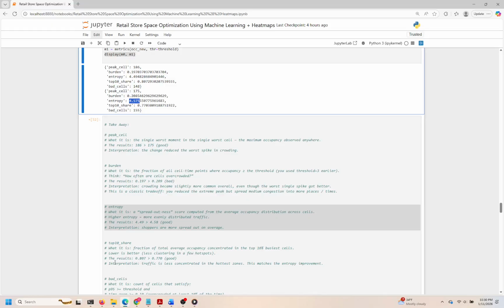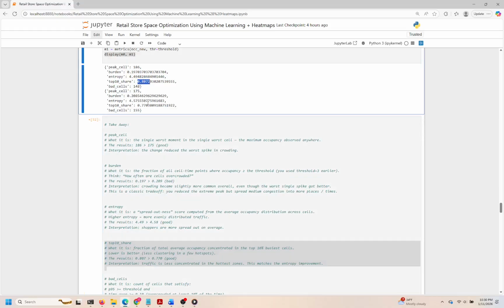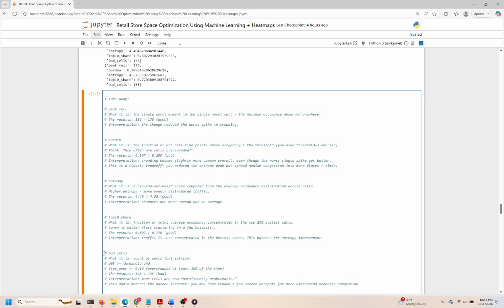consumer experience. Following that is the top 10 share metric, which focuses on the concentration of traffic in the busiest cells. Again, we see positive results with a reduction from 0.807 to 0.770. This drop signifies that occupancy is less clustered in a few hotspots, aligning well with our improved entropy figure.